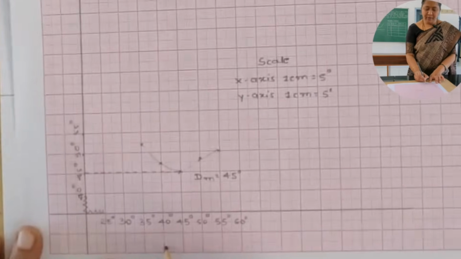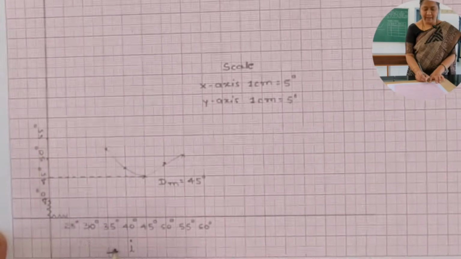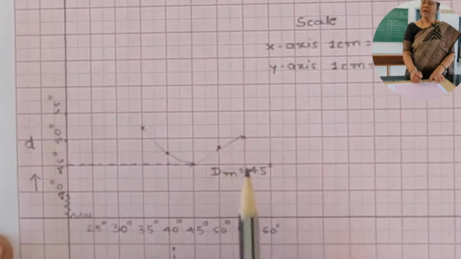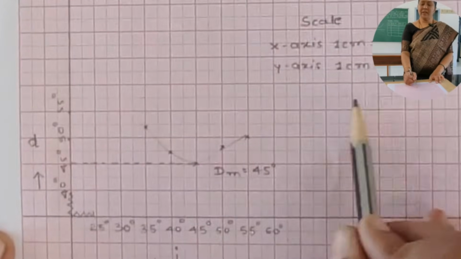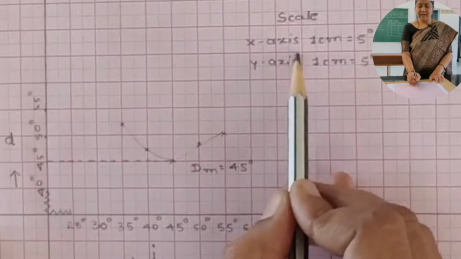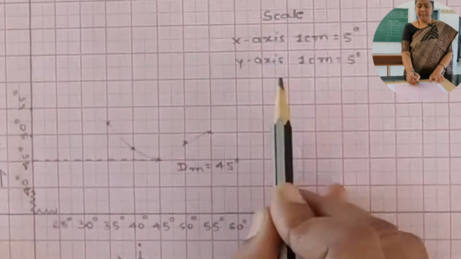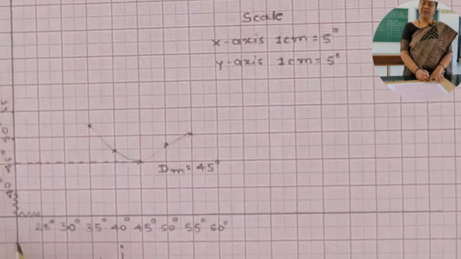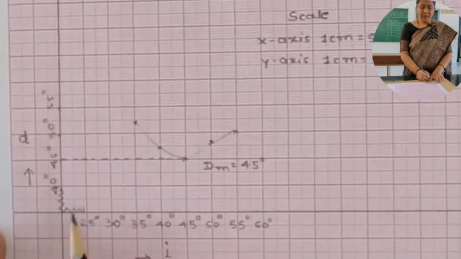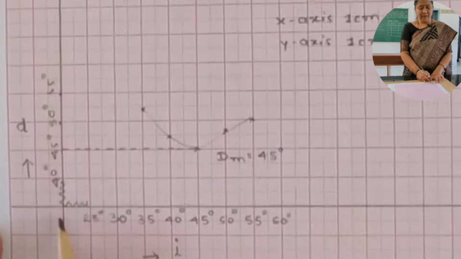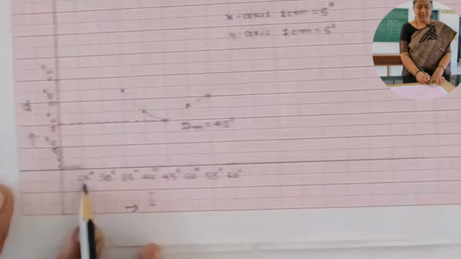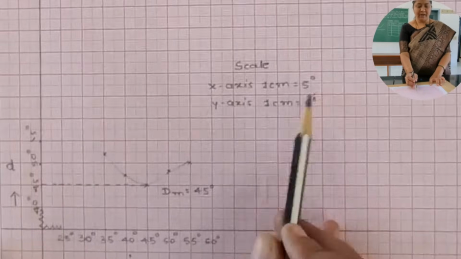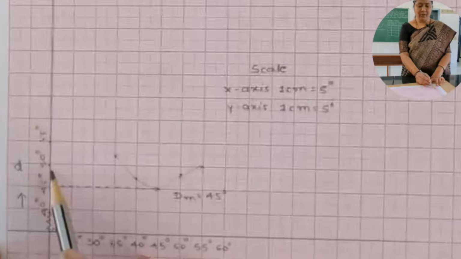So we have to draw the angle of incidence along the x-axis and the angle of deviation along the y-axis. You can select any scale. Since we are increasing the angle by 5 degree, I have selected on the x-axis 1 centimeter to 5 degree, and on the y-axis 1 centimeter is equal to 5 degree. Initial values I don't require, so I am showing a kink, which means I don't require those values. I started my angle of incidence from 25 degree, 30, so each centimeter corresponds to 5 degree, and here also each centimeter corresponds to 5 degree.